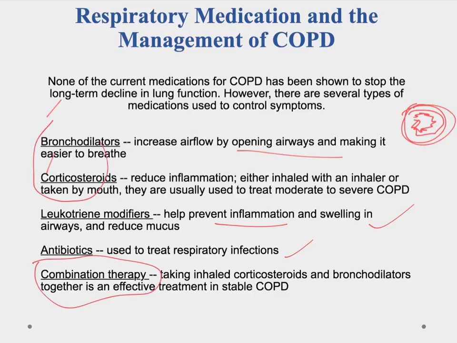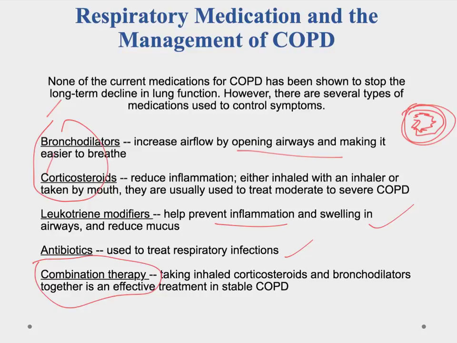We have inhalers now that have both bronchodilators and corticosteroids in them, which has been very effective in the treatment of COPD. The names of some of those combination inhalers are fluticasone and salmeterol, which is commercially known as Advair. We also have ipratropium and albuterol, which is a combination of two bronchodilators.